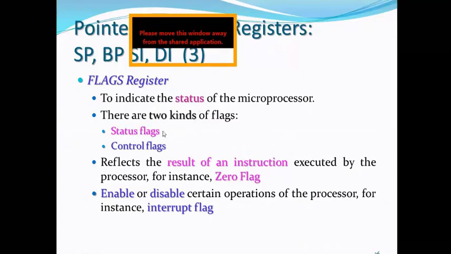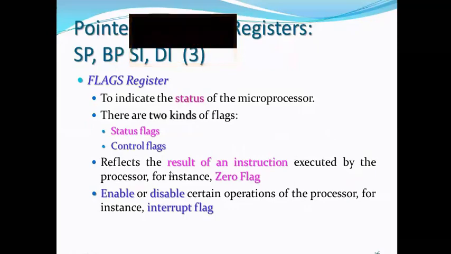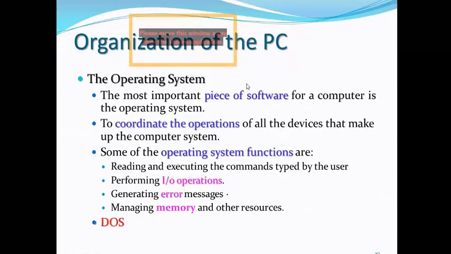Status flags always have a function that is not similar to the control flags. Does it make sense? That's why they are categorized in two different ways according to the function of the registers. Is that clear? Okay, all right. And now we are going to have a look. You see, these are the very basic things.